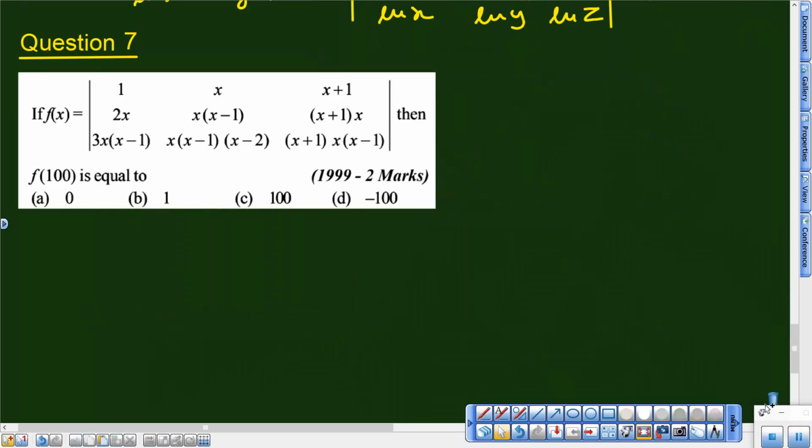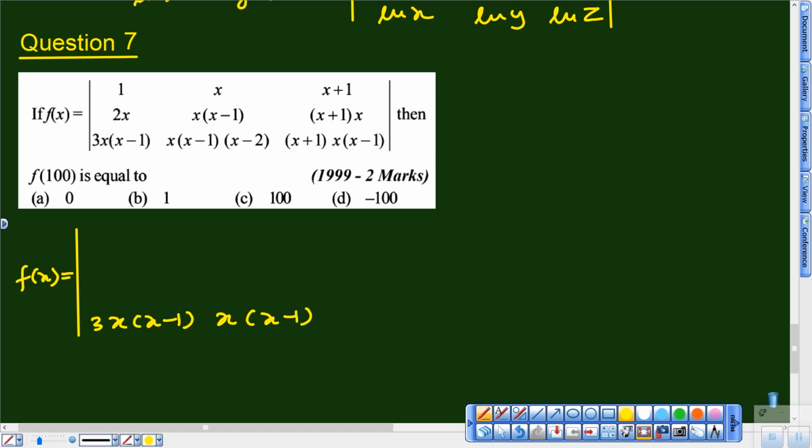Well, this is the 7th question, and it is given that the determinant is a function of x. Then what is the value of f(100)? It was asked in JEE 1999. So the determinant, which is f(x) after all, let me write the third row first, it is the longest row. It is 3x, x minus 1, x minus 2, x plus 1, x and x minus 1.